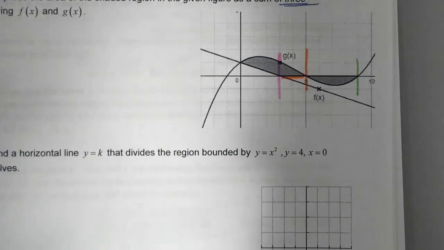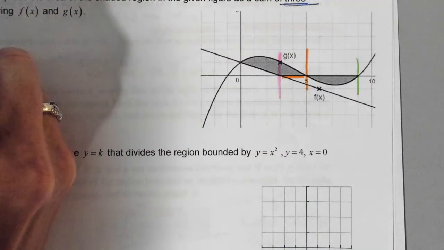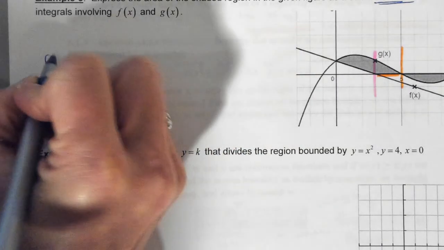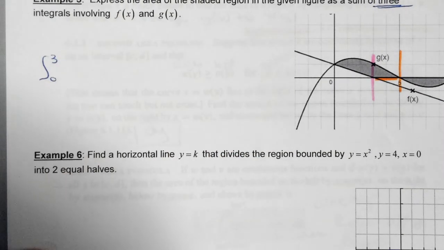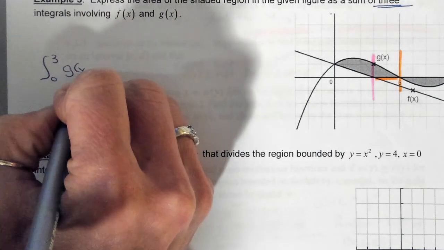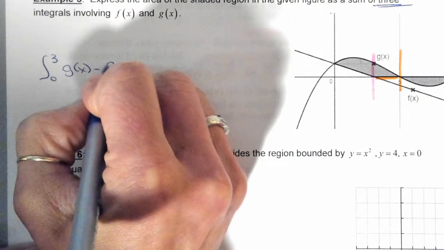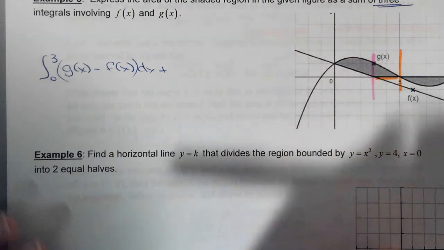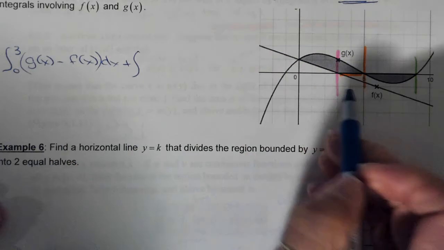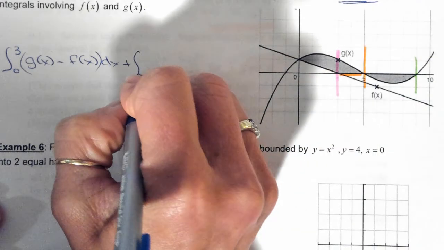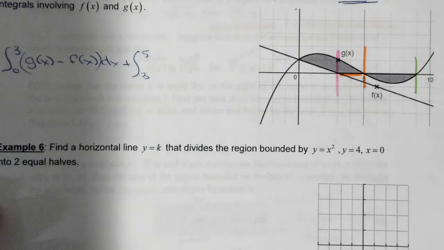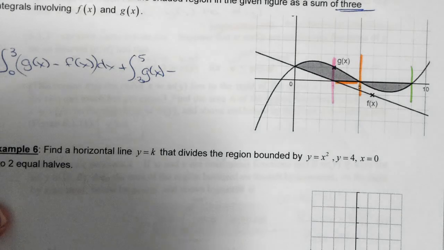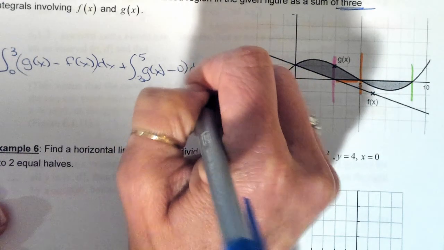Going from the left, we have the integral from, you told me, 0 to 3. What's my top? g of x minus f of x, and this is just dx. Plus, then we have the integral. You told me this got broken up here, so it's from 3 to 5. What's top? g of x minus 0 dx.